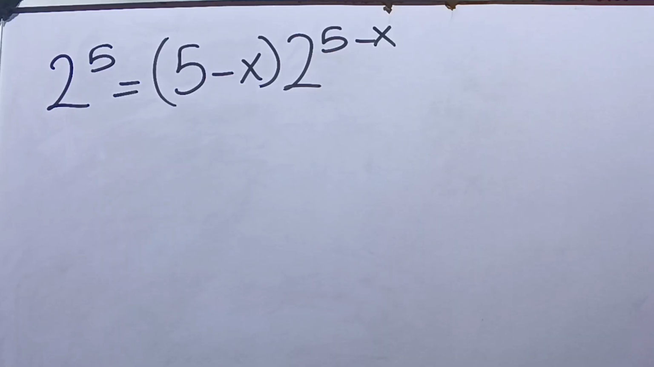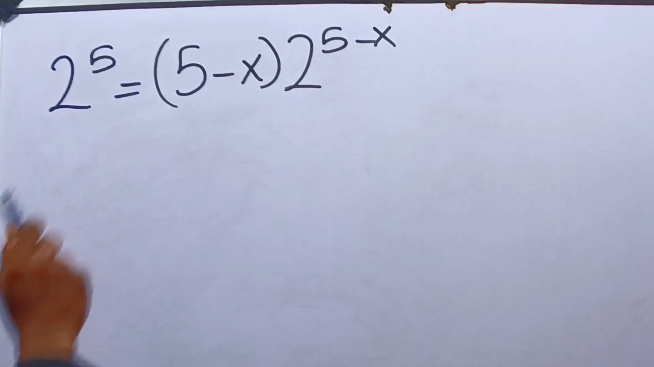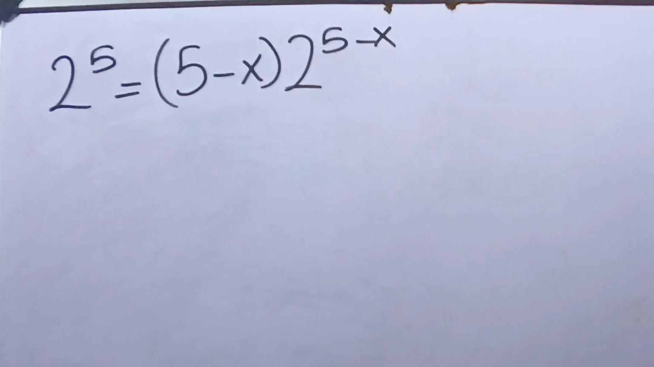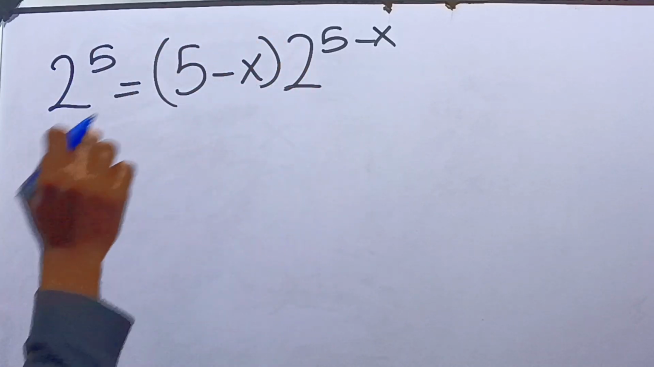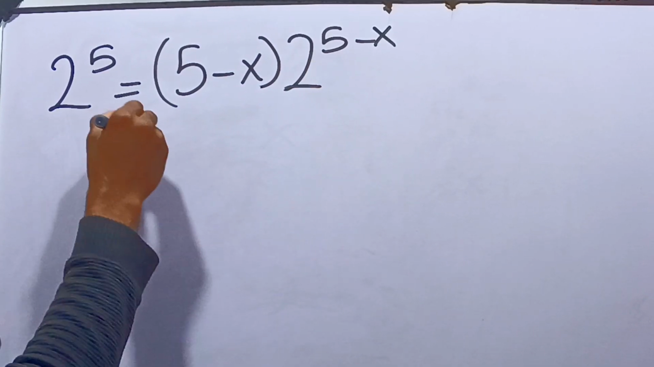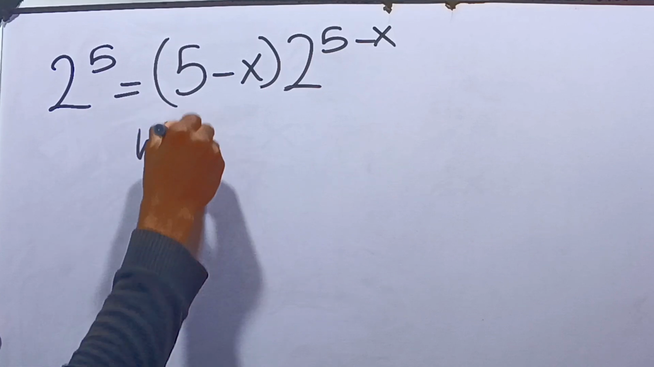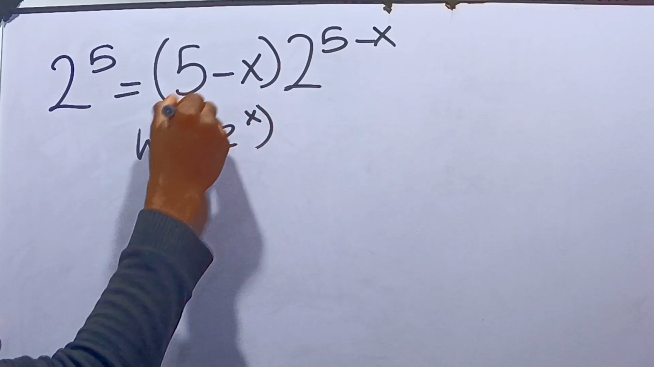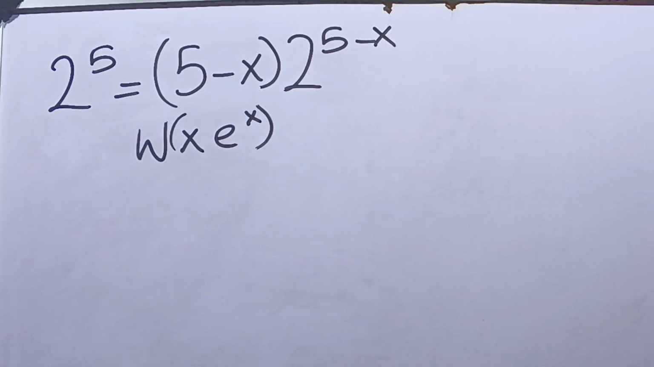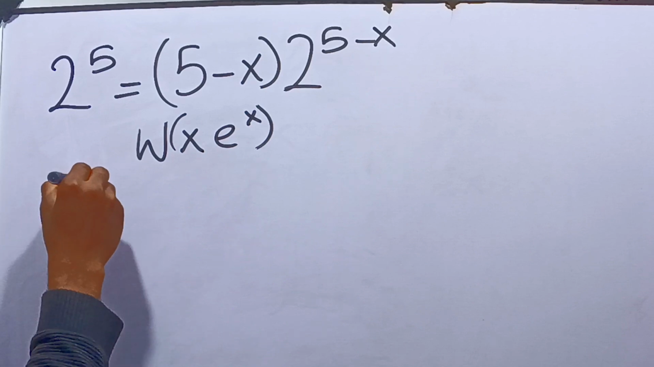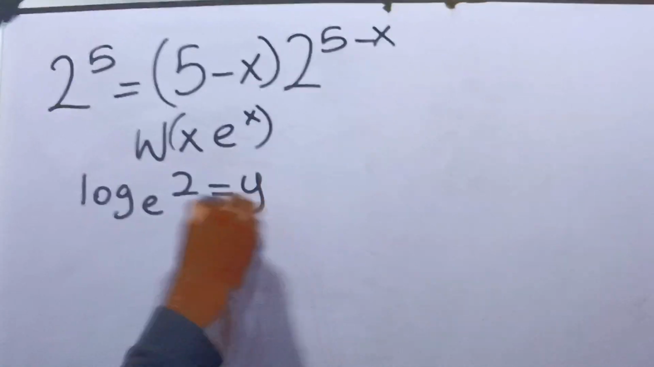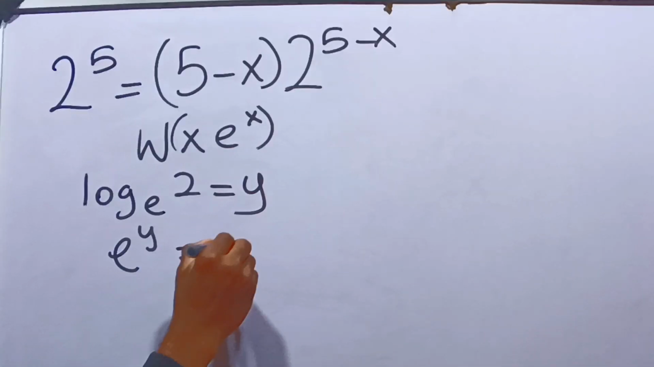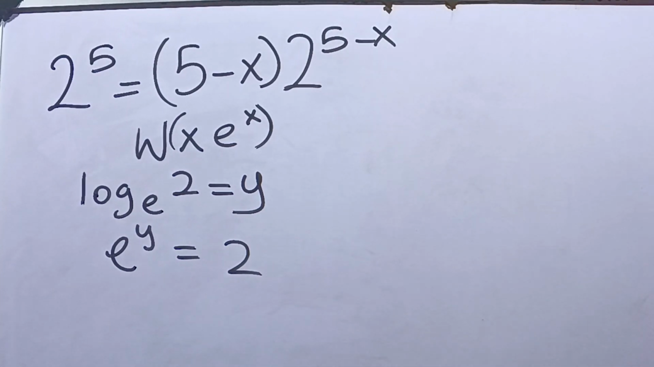You can now see that here and here, we have something uniform. So let's go ahead and express 2 in the form of e, because remember that we have to have W of x e to the power of x. So I want to replace 2 with e. How do we do that? When we have logarithm in base e of 2 equal to y, we have that e raised to the power y is equal to 2. This is given from the laws of logarithm.